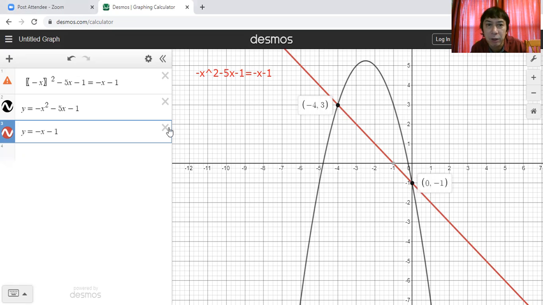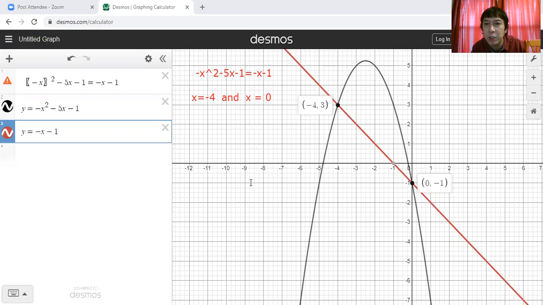We have x equals -4, and the other x equals 0. And x is equal to 0 there. These are the answers, -4 and 0. Remember, we're only after the x values.